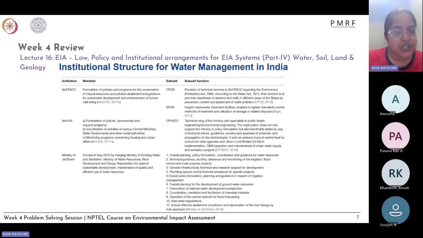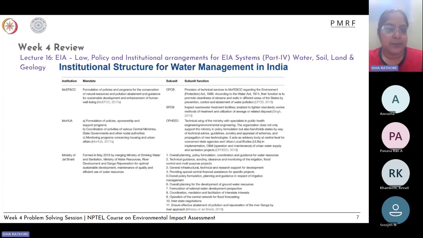Then we also have the Ministry of Jal Shakti, which was formed in May 2019 by merging the Ministry of Drinking Water and Sanitation, Ministry of Water Resources, River Development in Ganga region and Ganga rejuvenation for optimal sustainable development, maintenance of quality, and efficient use of water resources. So this was a ministry which was merged out of these three ministries and organizations at that time, and it looks up at quality control and sustainable development measures of water resources.